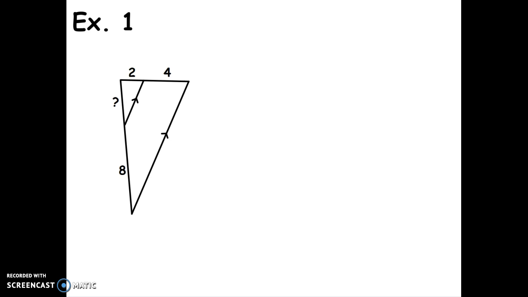Example 1. And we're going to solve to find the question mark. So I'm going to go ahead and highlight the two sides of the triangle that include information. That way I know what pieces of information are going to be included within the same fraction. So for the yellow, we have question mark over 8. And for the orange, we have 2 over 4.